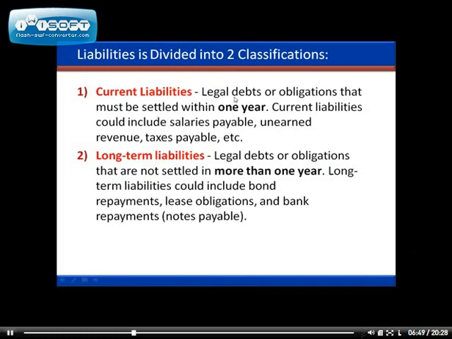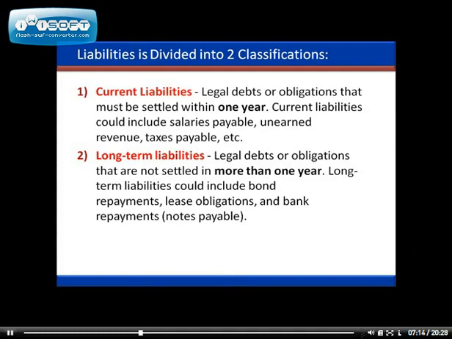Liabilities are divided into two categories. Liabilities could either be current or long term. Basically, legal debts or legal obligations that are current liabilities must be settled within 1 year. Current liabilities will probably include salaries payable, unearned revenue, taxes payable. Those are legal debts or obligations that will be settled within 1 year.